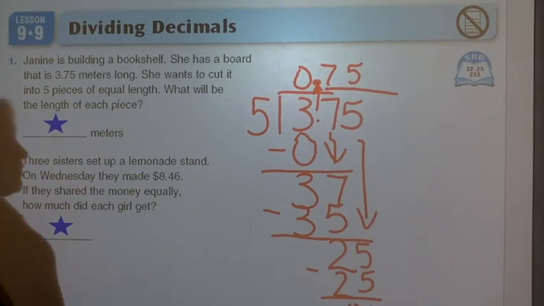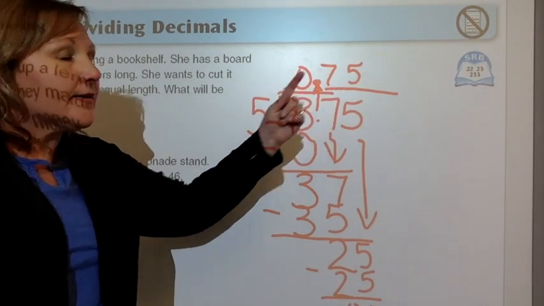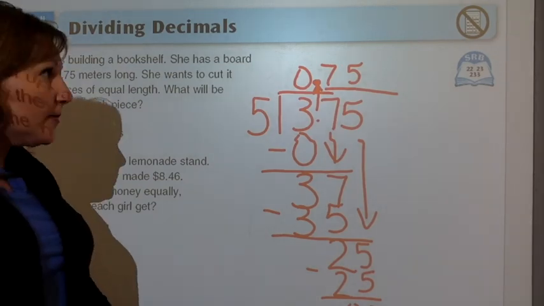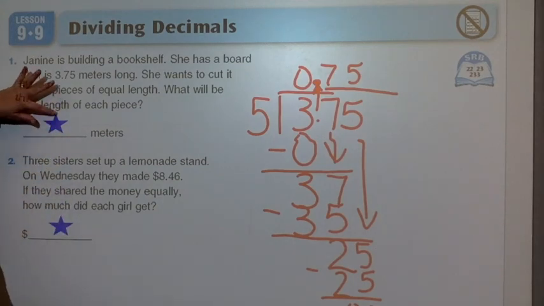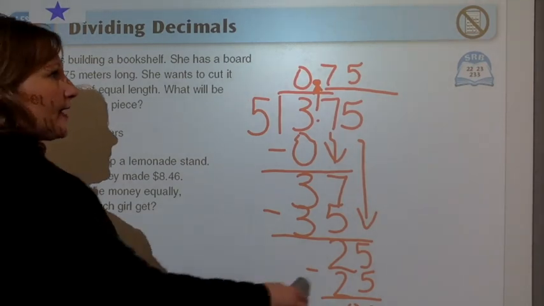If you're not really sure, go back to your estimate. Is 75 cents or 0.75, is that really close to 1? Yes, absolutely, that is very close to 1. So I know that my answer should be pretty correct because I did an estimate beforehand. Let's see what they say. Yes, 0.75. Alrighty. Go ahead and erase.